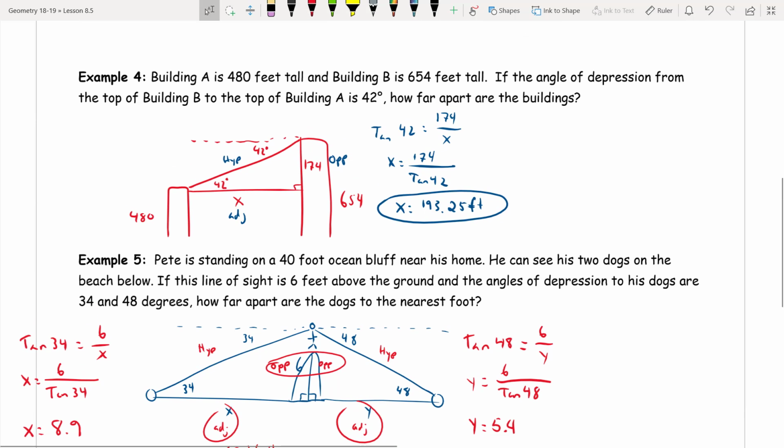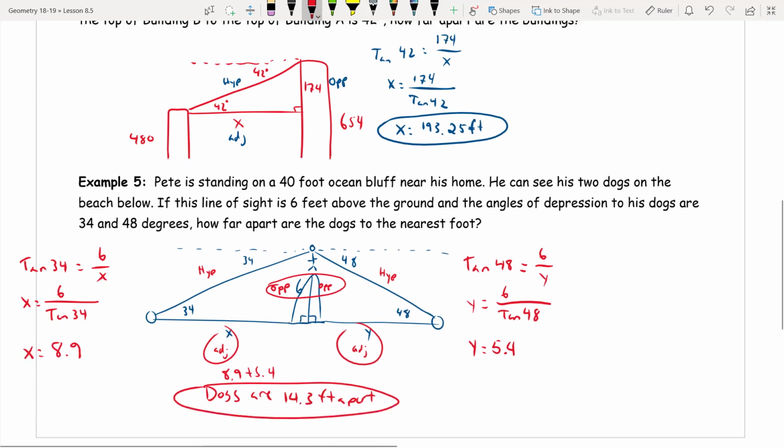Okay, welcome back in. So in the first thing, I set up the equation. I had a tangent here when I labeled it all out, and I had tangent of 42 equals 174 over x. I did my swap and plugged into my calculator, and I got 193.25 feet.